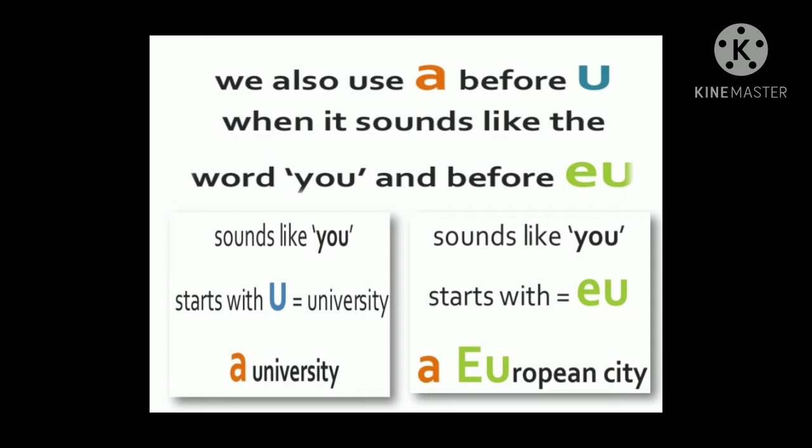Let us see another example, European city. In European, though the word starts with E, it sounds like Y-O-U. That's why Y is the first sound that you hear, and it is a consonant. That's why we will write a European city.